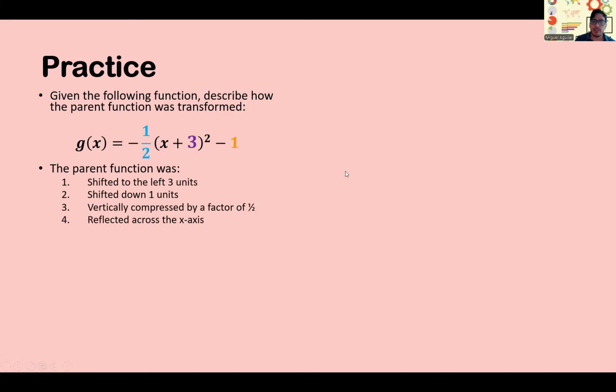So we have this description of our graph. We said it's going to shift 3 units to the left because we have the plus inside the parentheses. It's going to shift down 1 unit because we have that -1 on the back side of the equation. It's going to be vertically compressed by a factor of 1/2 because we have a fraction there being multiplied by the function. And then it's going to be reflected upside down across the x-axis because of the negative sign. Okay. But Alex is just going to ask you, by looking at this equation, can you tell me what the vertex is for this parabola?